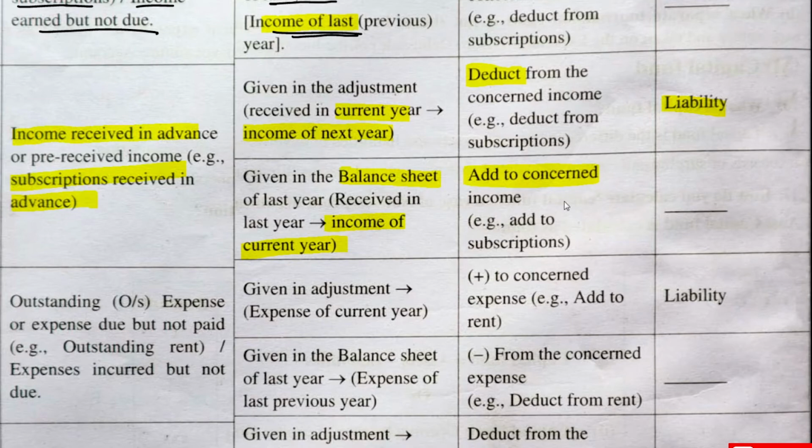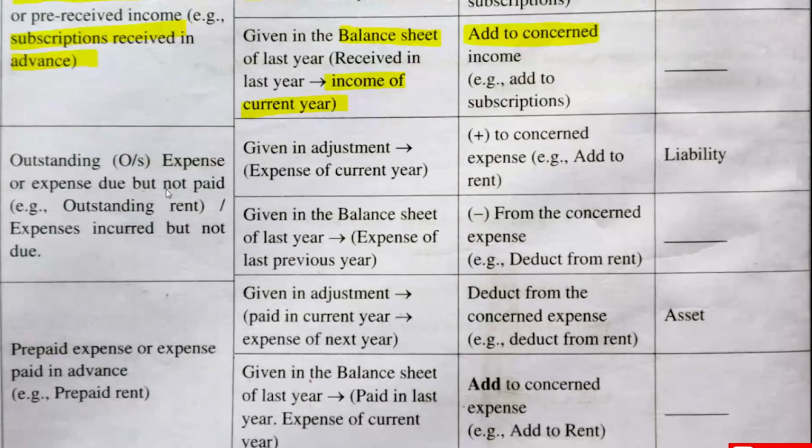Next is outstanding expenses or expenses due but not paid. For example, outstanding rent, or expenses incurred but not due. If this item is given in adjustment, that is an expense of the current year, so you need to add it to the concerned item. If they mention outstanding rent, you need to add to the rent in the income and expenditure account and you will be posting it to the liability side in the balance sheet.